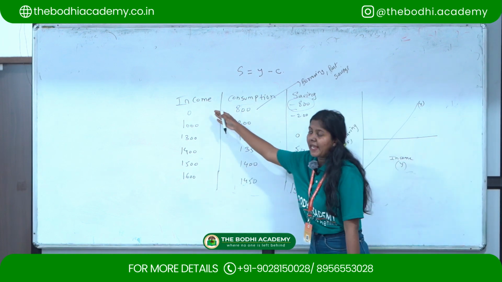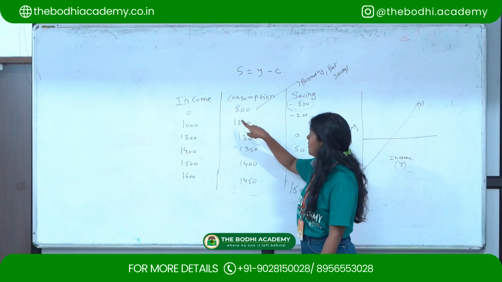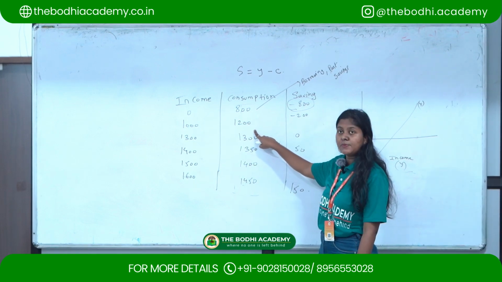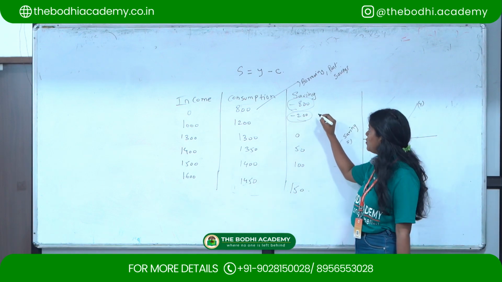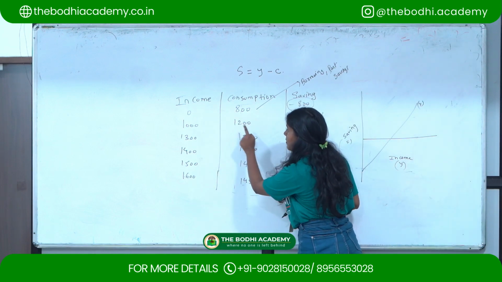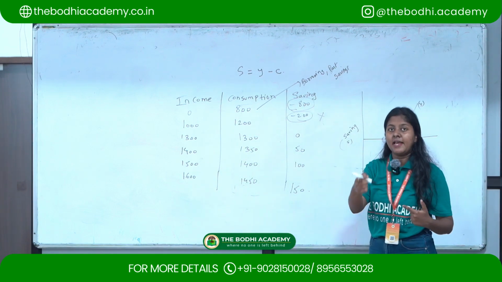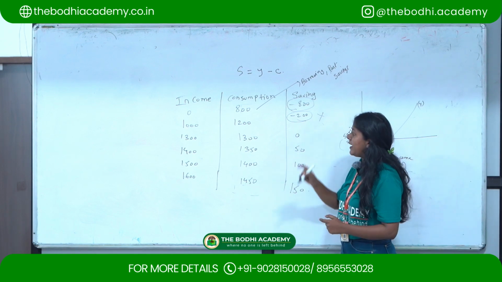The second case is also the same. Income is 1000, but your consumption is more, more by 200. Are there any savings over here? No, because your income is only 1000, but you are spending an extra 200. So there is no saving, and that's why this is negative.